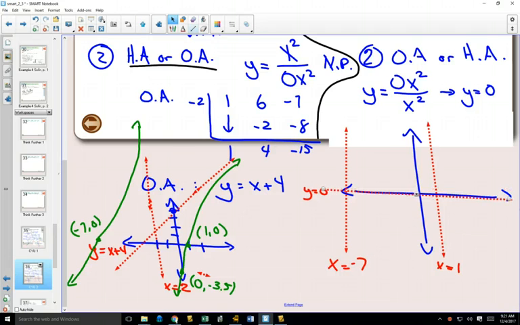There we go. That looks better. Not very straight. None of those lines are very straight.